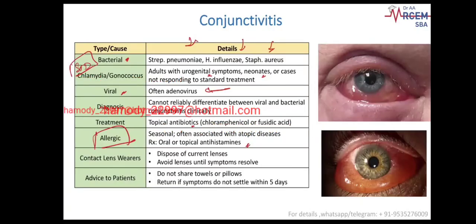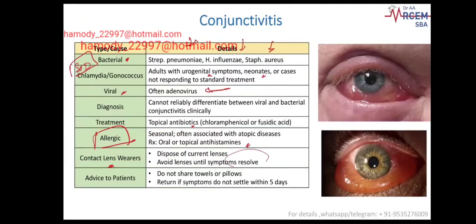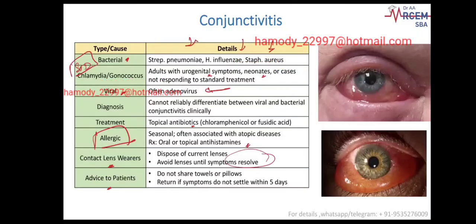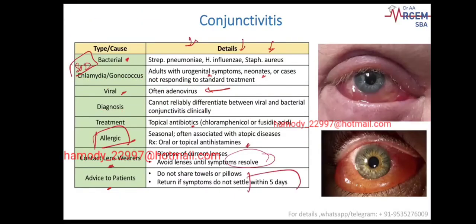Advice for persons who are wearing contact lenses: dispose of the contact lenses you're currently using. Do not wear contact lenses till you're completely recovered. Advise the patient not to share towels and pillows, because it is highly contagious. It can spread very rapidly. If the symptoms do not settle, you need to come back within 5 days.